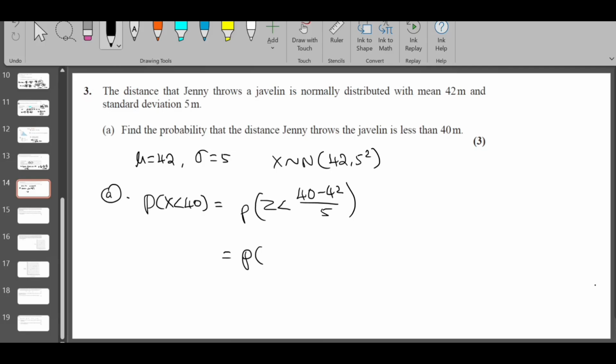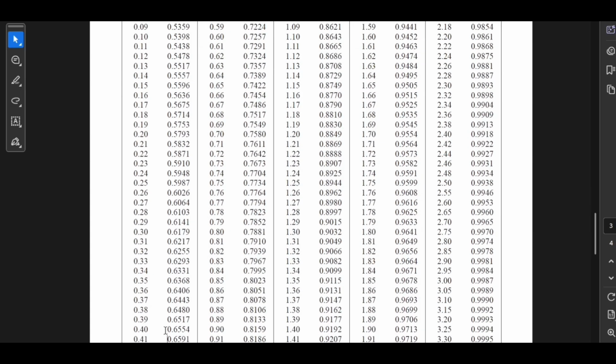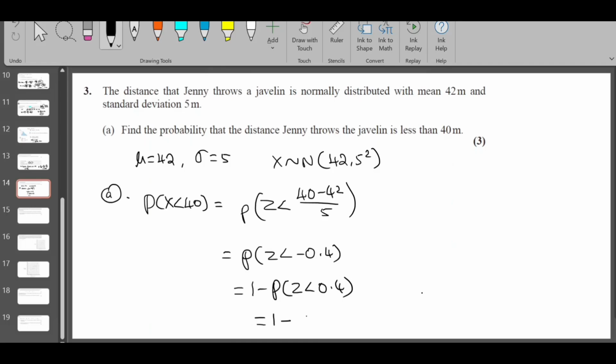That's P of Z less than minus 0.4. So the area on the left hand side of a negative number is the same as 1 minus the area on the left hand side of the positive number. Let's use the table value for 0.4. 0.4 is in here, 0.6554. So 0.3446 is the answer. You can leave it as it is, or you can round it to 3 significant figures, 0.345. Okay, and that's the answer for part B.